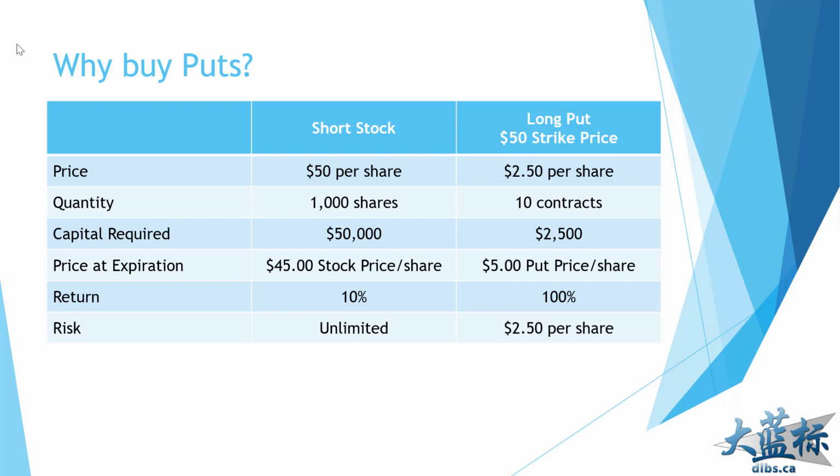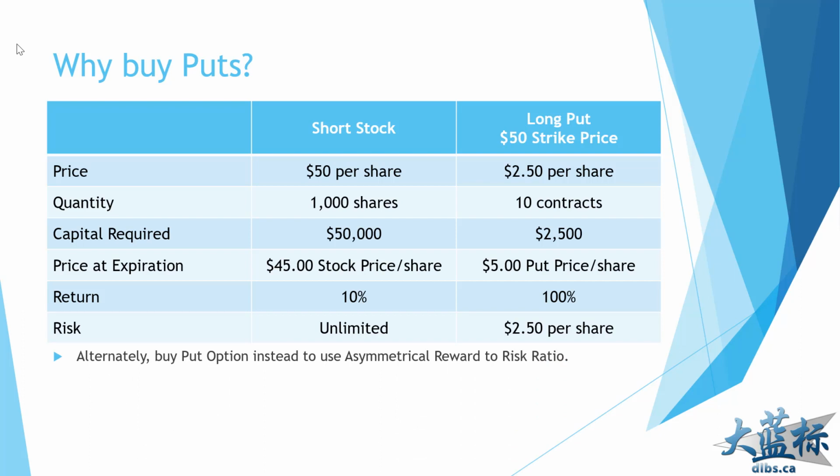And if the stock drops to $45, well, the $5 decrease in price has increased my put price by 50% of that, which is $2.50. So my put price has increased from $2.50 to $5, giving me a 100% return on my money. And my risk was $2.50 per share. And I never even touched the shares. I literally just close out my position and sell my $2.50 put for $5 and gain 100%.